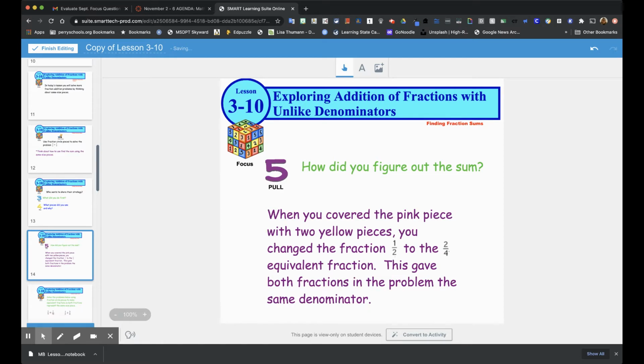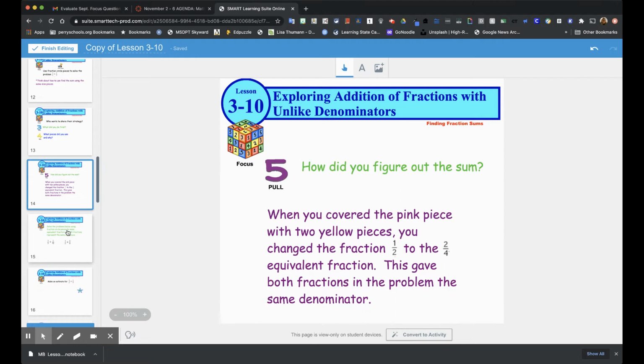When you covered the pink piece with 2 yellow pieces, you're changing the fraction from 1/2 to the 2/4 equivalent fraction. 1/2 is equivalent to 2/4. This can give both fractions in the problem the same denominator. Hopefully that's what you did.